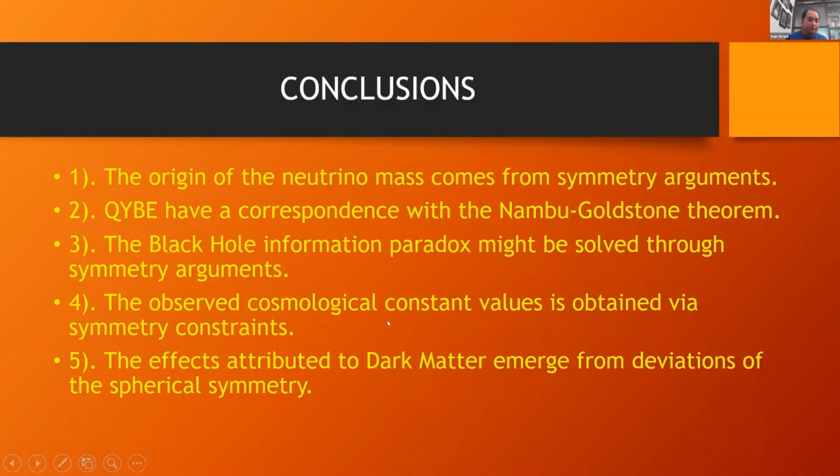The symmetry constraints come from the background itself, and the angular momentum conservation. When you integrate the azimuthal angle, you find the corresponding constraint, which you have to put in the superior limit of the integration of the vacuum energy density. And finally, the effects attributed to dark matter, in my case at least, emerge from deviations from spherical symmetry at astrophysical, at galactic scales.